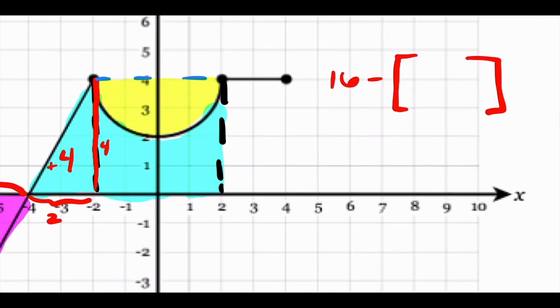Okay. It's a half circle. They told us it's a semicircle. So it's going to be pi times the radius squared divided by 2. So all I got to do is find the radius of that guy. What's the radius of the yellow going to be? 2.